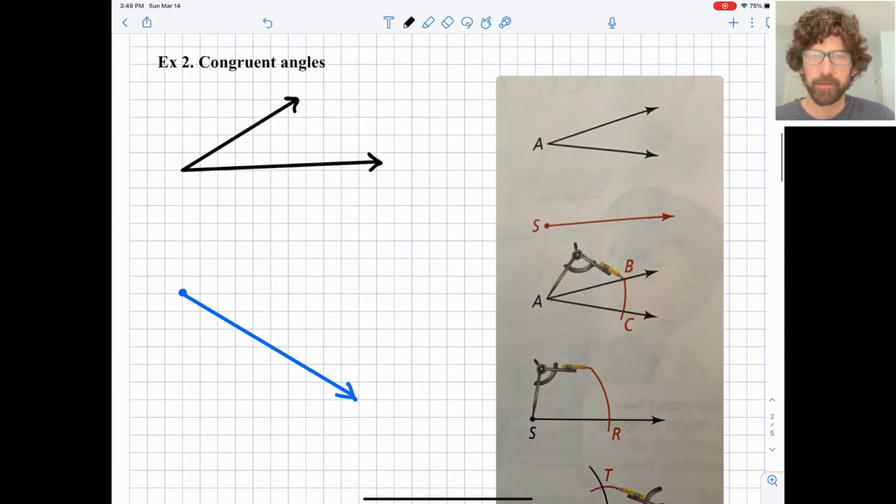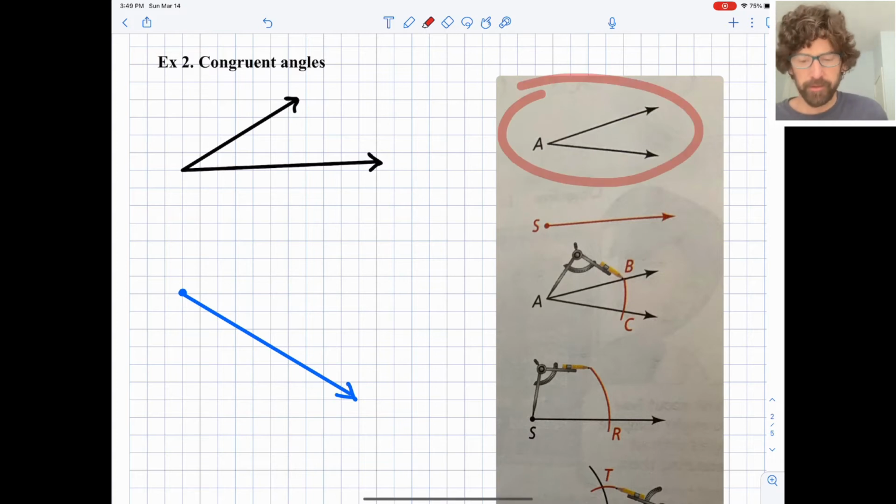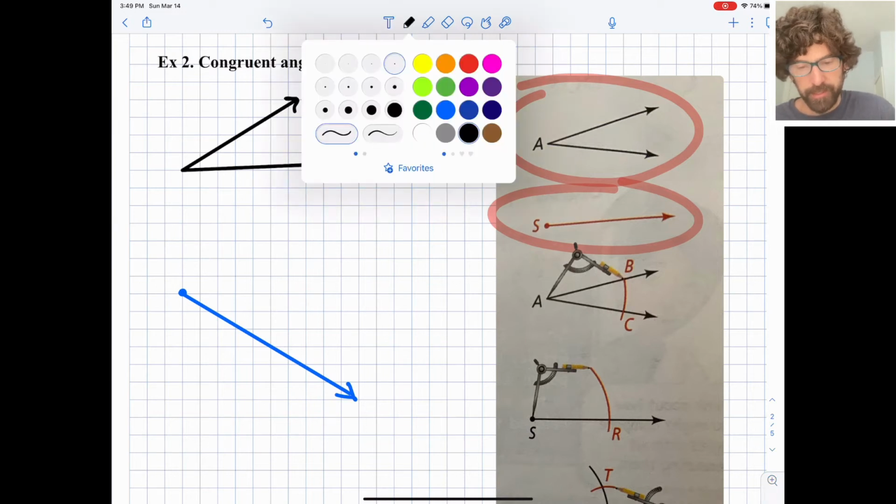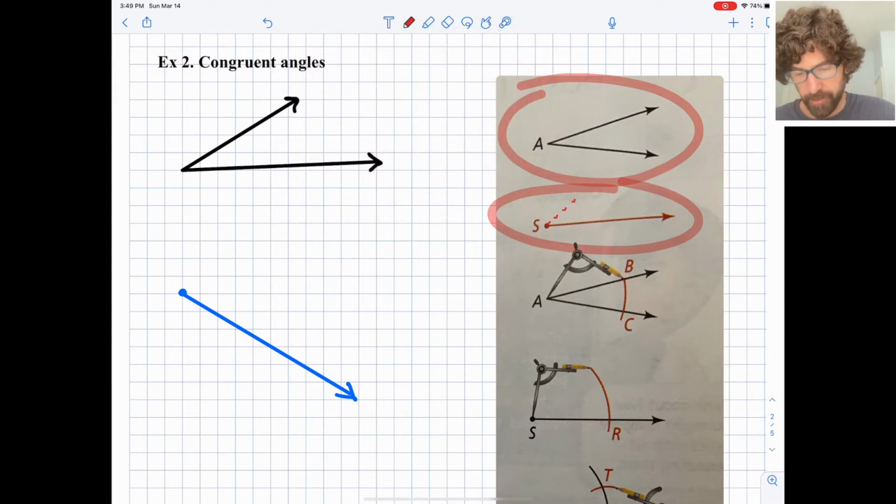Next is to create congruent angles. I don't have an animation for this, but I have a series of images over on the right that I want to take you through. Let's say we have a given angle, and separately we have a ray. Our goal is to create a new angle on this ray that's congruent to the given angle. What I just drew in a red dashed line is our goal. I'm going to delete a little bit of that to clean up the image.